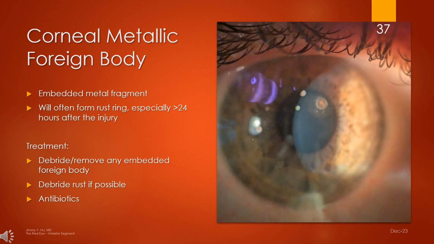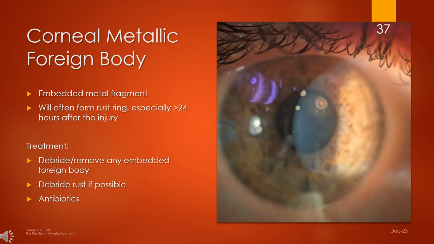So this is your classic corneal metallic foreign body. And we see this with some regularity in New York, especially with all the construction that always seems to be going on. It's the kind of thing that develops after an embedded metal fragment, and especially if it's been there for more than 24 hours, it's going to start to form a rust ring. In this particular photo, it's been there for about 7 days, so the actual metal fragment itself has been fully oxidized. There's nothing left to remove.